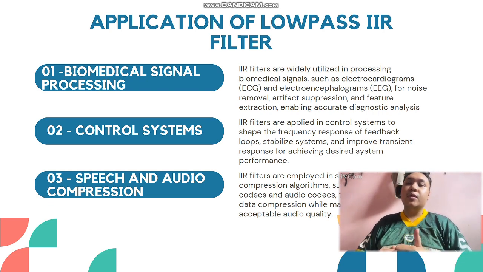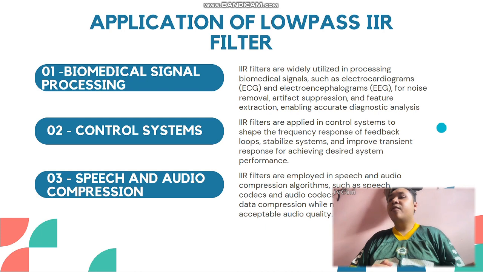Number two example is control systems. IIR filters are applied in control systems to shape the frequency response of feedback loops, stabilize, and improve the transient response for achieving desired system performance.